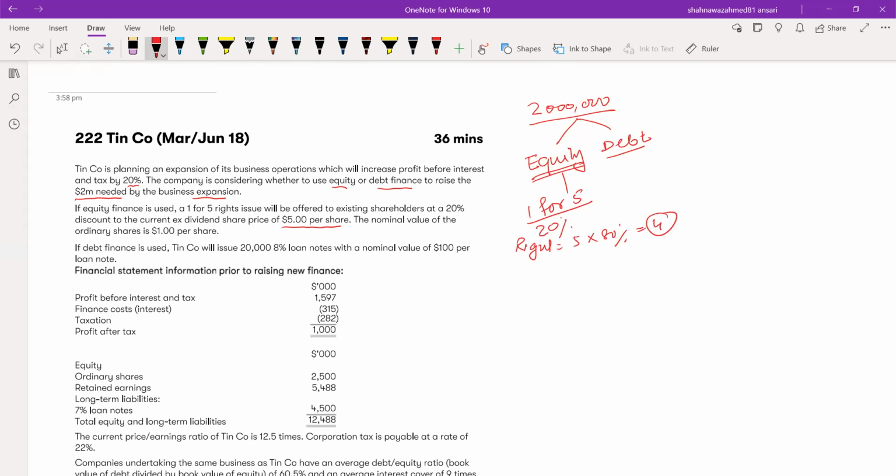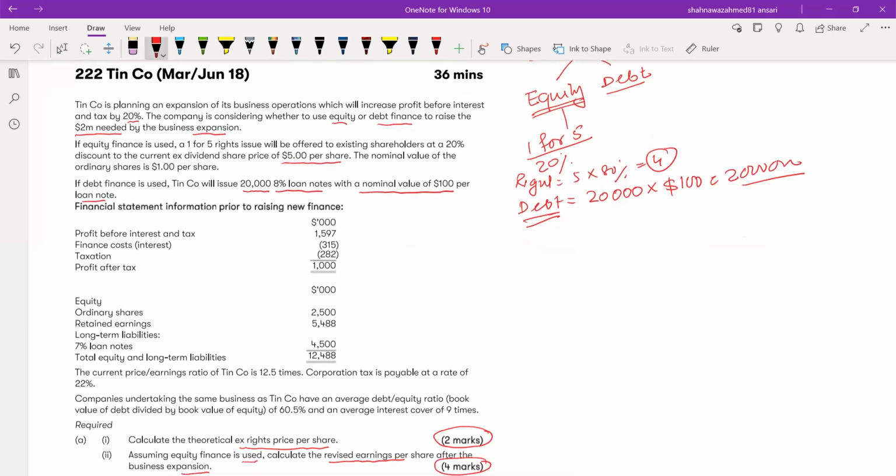If debt financing is used, the company will issue 20,000 8% loan notes having a nominal value of $100 per loan note. So as a result, the amount that we will generate is 20,000 into 100 is equal to 2 million. The interest rate is 8%.